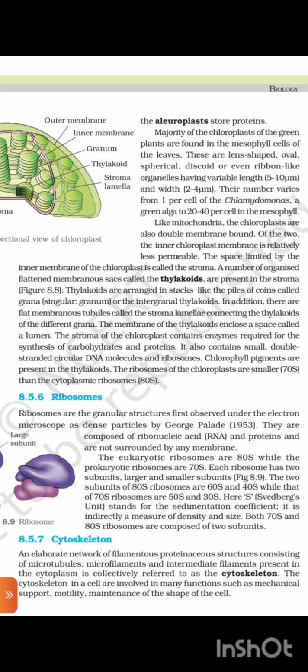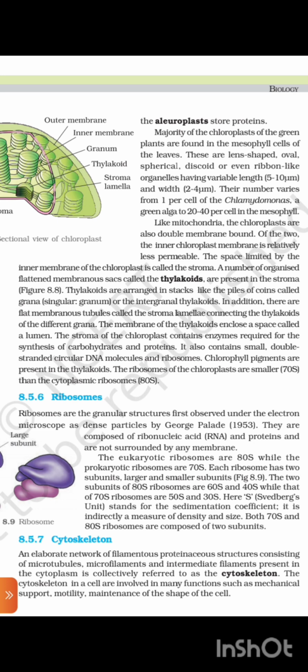Like mitochondria, the chloroplasts are also double membrane bound. Of the two, the inner chloroplast membrane is relatively less permeable. The space limited by the inner membrane of the chloroplast is called the stroma. A number of organized flattened membranous sacs called the thylakoids are present in the stroma. Figure 8.8. Thylakoids are arranged in stacks like piles of coins called grana.